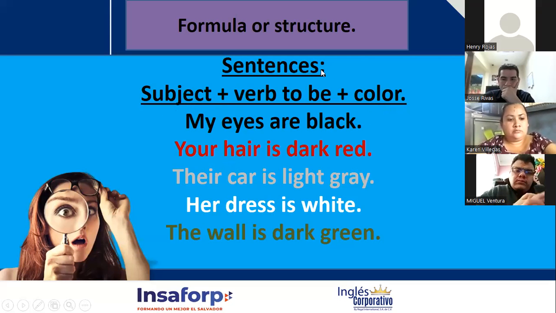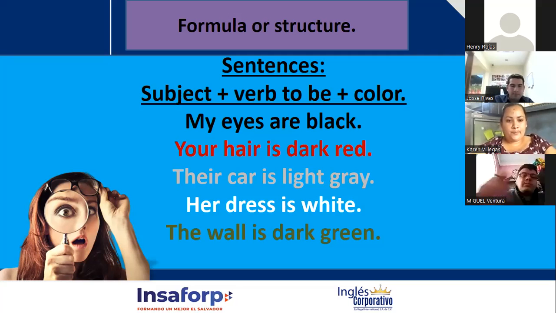The subject, the verb to be, and the color. The verb to be depends on the subject. Remember that. For example, the subject, my eyes, the verb to be, are, and the color. My eyes are black. Another example, your hair is dark red.